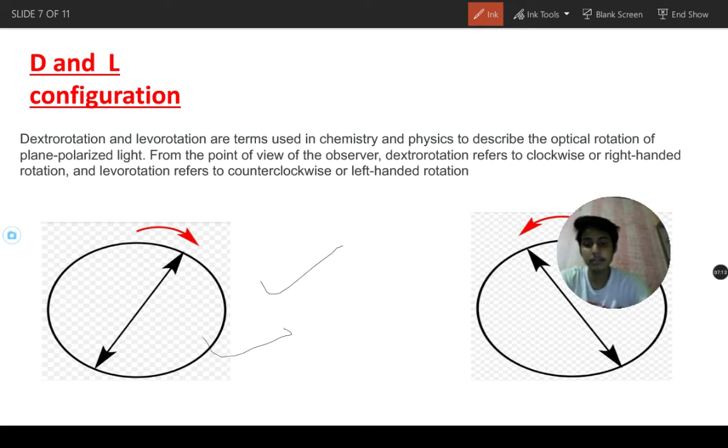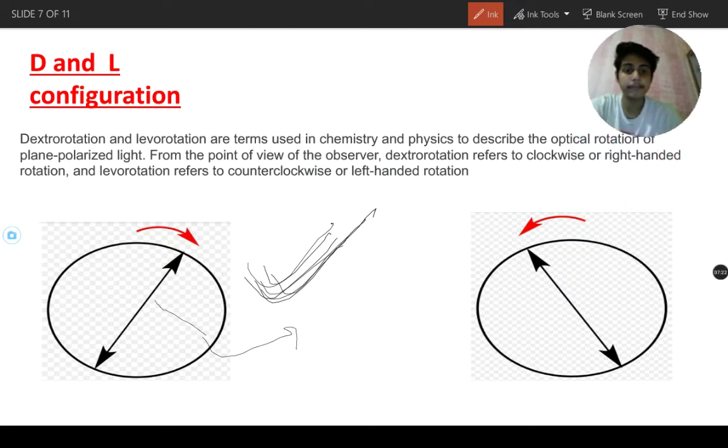This is the plane polarized light here, and it is turning right side. This is dextrorotatory. While you can see here, this is levorotatory, meaning the chiral compound is turning the plane polarized light left side. This is D and L configuration.